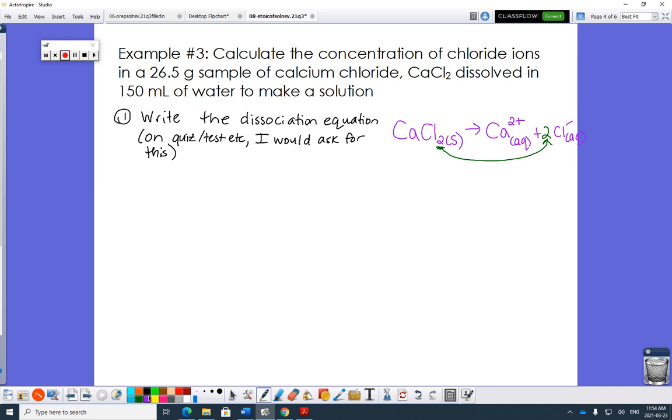So similar to the last unit, you're given grams. We can't compare grams. What do we always do first? Find moles, okay? So we're going to do the same thing. If you liked the way we did things last time, you can do it the same way. We're given 26.5 grams of calcium chloride. What's its molecular weight or molar mass? And then find the moles.